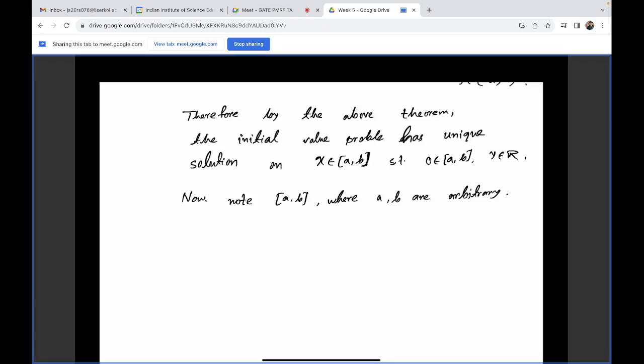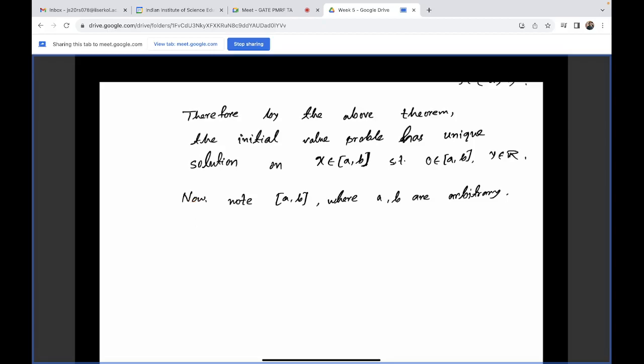Why? Because suppose this does not have a unique solution somewhere, then you can always take some compact interval containing that point where it is not unique, and then it will violate that theorem, because this is true for any compact set AB which contains 0. So therefore it has a unique solution on R, right?